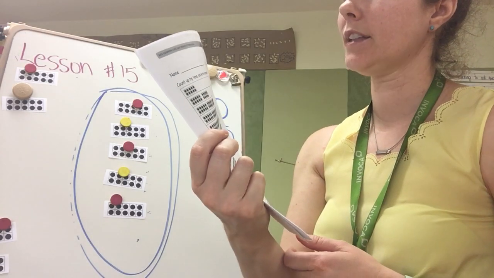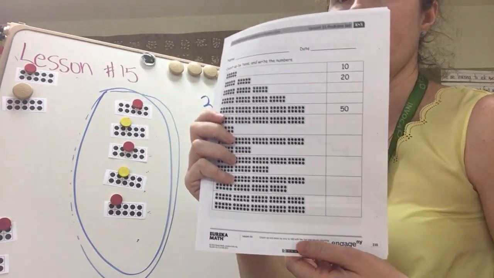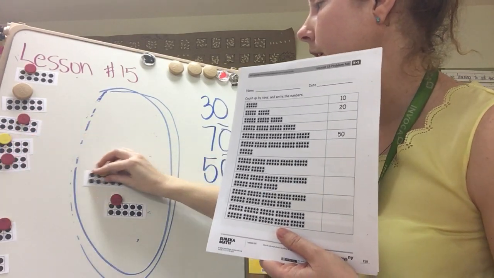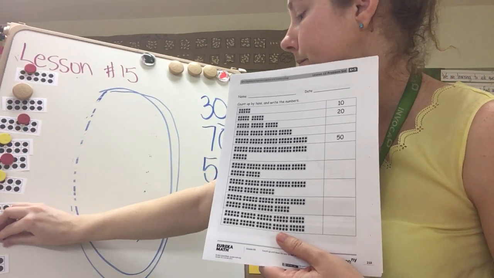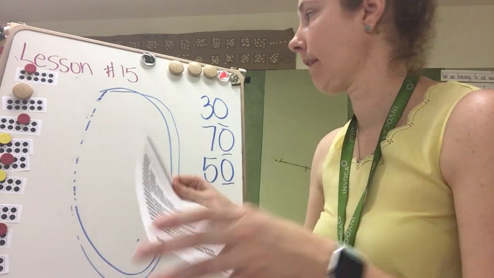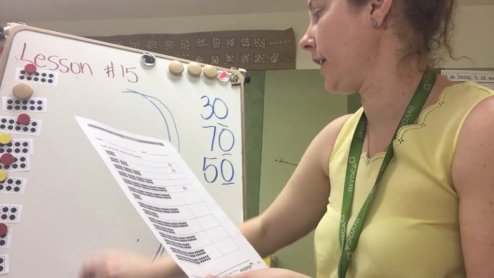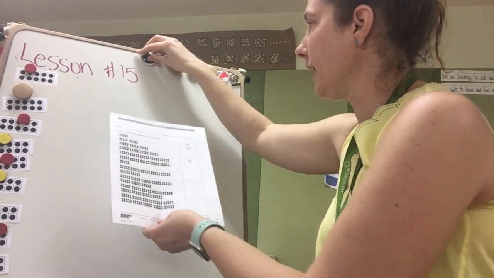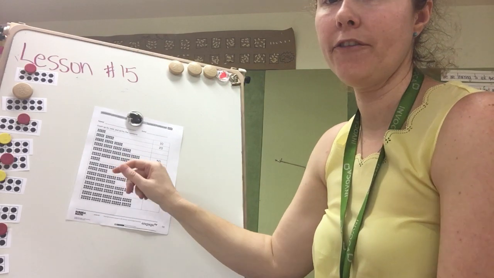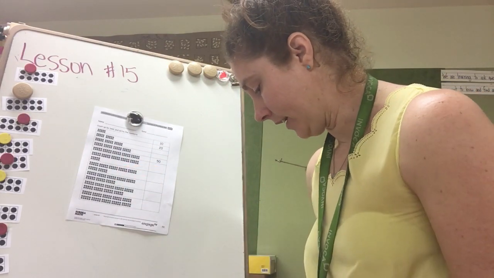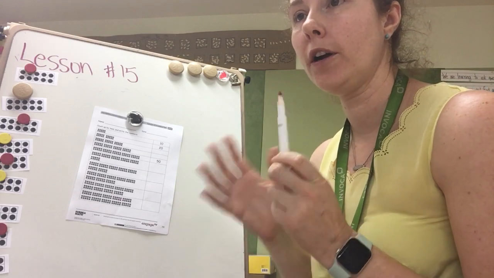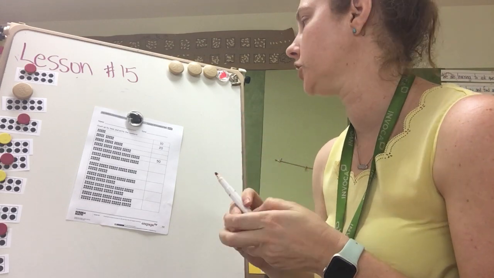Okay, it's time for our problem set. So grab your problem set sheets. It says Lesson 15 Problem Set, page 210. I'm going to scooch these ten frames over so I can hang up our paper. You might think, wow, that looks so familiar, Miss Tracy, because it does. It's the same ten frame cards that we were just using. So it's a practice, reaffirming the information we just learned.